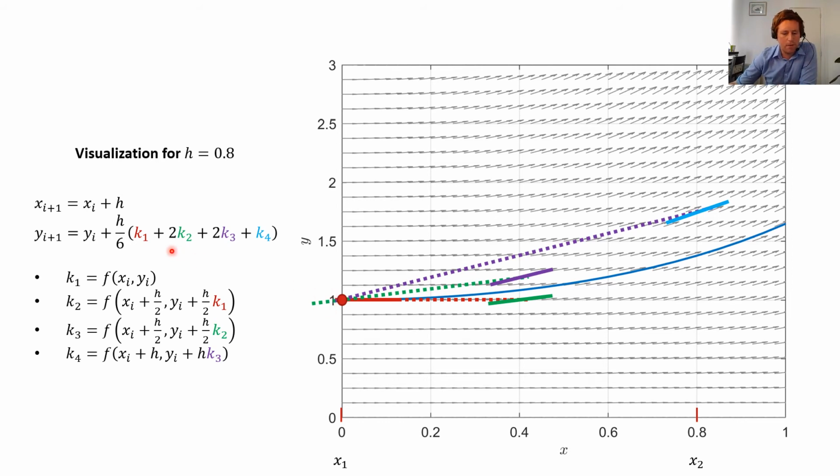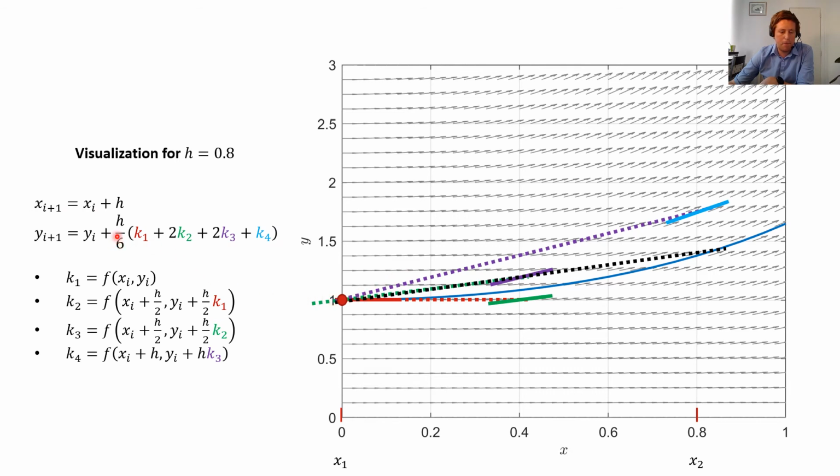So now that we have found these four slopes, k1, k2, k3, and k4, this gives us, as you see, a nice sampling at different places of the direction field. That's also what allows us to obtain such a high accuracy: we can probe a bit how this function f of x and y looks in the interval from x1 to x2. And then we compute a weighted average of these four slopes that will result, let's say, in this black slope over here. And then we can apply this final step.